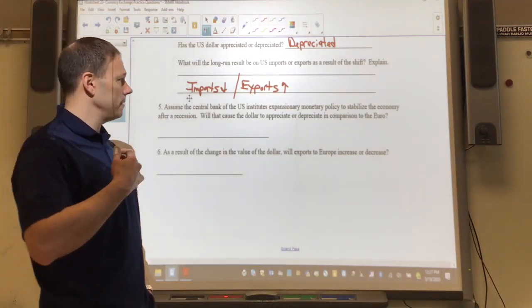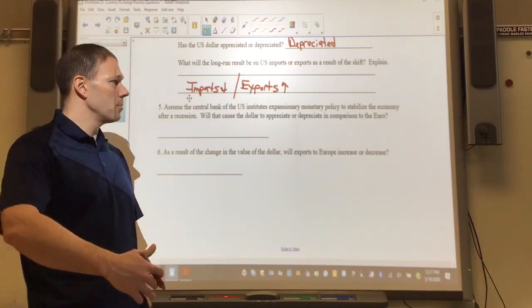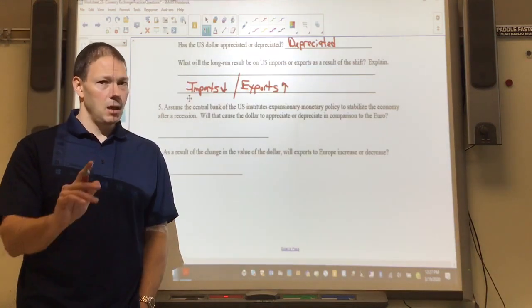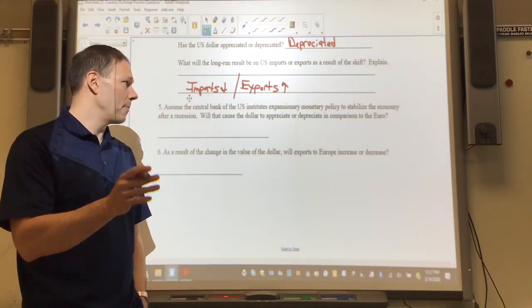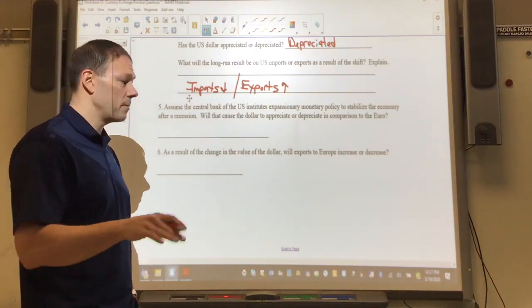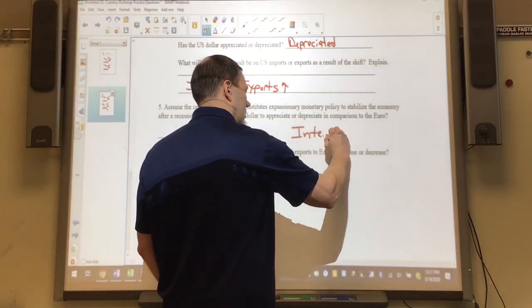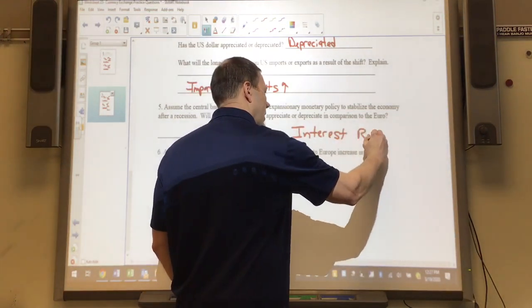So basically, you can look at this a couple of ways. The Fed is going to pump money into the economy. Now, what do we know about what happens when the Fed pumps money into the economy? Well, what happens to interest rates? Interest rates go down.